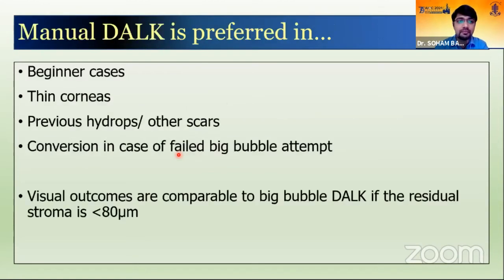So coming to manual DALK, the outcomes, if you look at it, if you have reached a residual stromal depth of less than 80 microns, the visual outcomes are comparable to that of big bubble DALK. And in fact, it is the preferred technique where you have previous hydrops and very dense scars, or in cases of failed big bubble attempts where you have to convert to a manual technique.